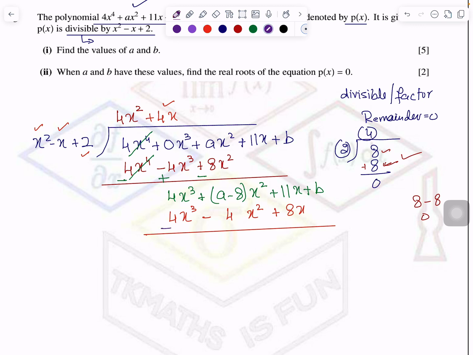So plus will become minus. This minus will become plus. This plus will become minus. Now this will cancel out again. And what you are left with now is a minus 8 plus 4. Now a minus 8 plus 4 is actually equal to a minus 4. So I'm writing here a minus 4x square. Agreed? Now plus 11 minus 8, 3. 3x plus b.